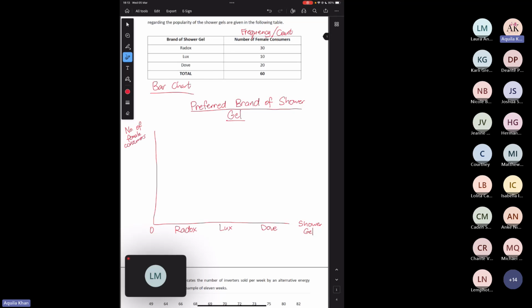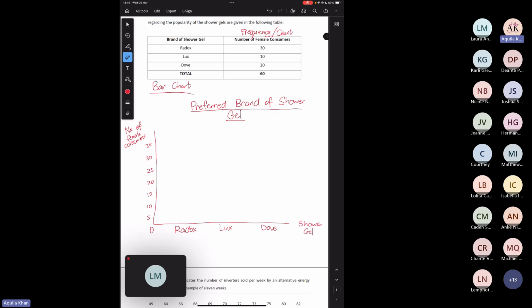And then in terms of your intervals on the y-axis, again here, it really is left to your discretion. If you look at the count, the highest is 30. So maybe you could work in fives. This would seem the most logical. So you'd go 5, 10, 15, 20, 25, 30, 35, and so on. We don't need to go beyond 35 because the highest is 30.